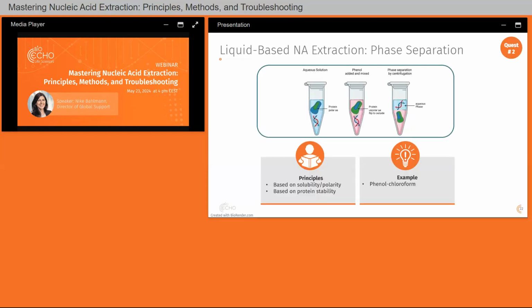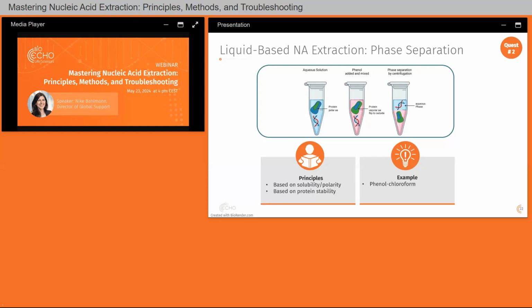I try to explain it a little bit better here. What you're going to see is that you have, first of all, your lysate, meaning the aqueous solution, and there you have your proteins, and there you have your DNA. Proteins and DNA are usually hydrophilic, so they are soluble in water. With solubility, it means like likes like. So if a molecule is hydrophilic, it loves water, it stays in water.